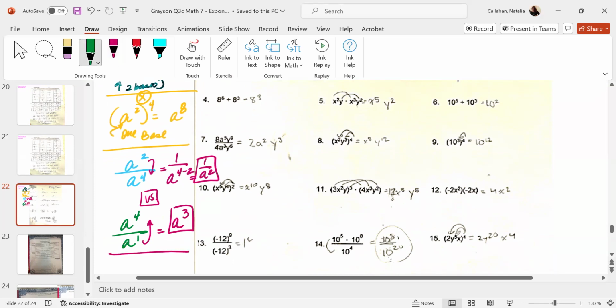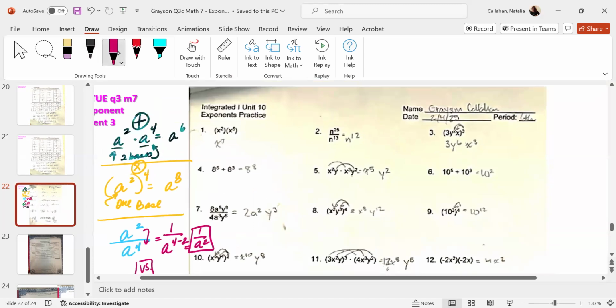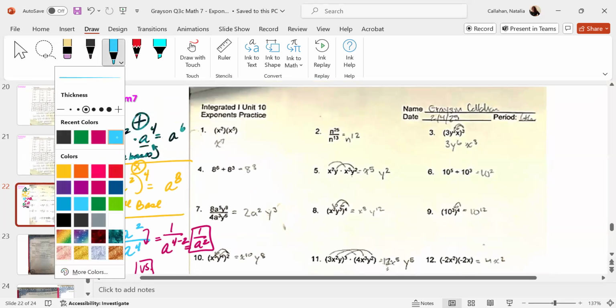Last one is zero property. Any number to the zero property or any letter, it doesn't matter, is always 1. That's it, right? All right, with that said, let's go ahead and get started with this then. So number 1. Let's see, make sure I'm on the right page.